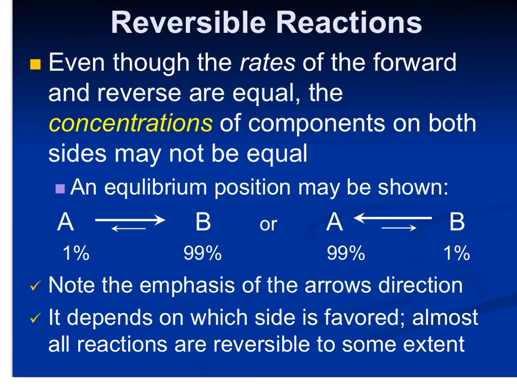So for reversible reactions, it says here that even though the rates of the forward and the reverse reactions are equal, the concentrations of the components on both sides may not be equal. This is what I was just mentioning. So we could have an equilibrium of 1% and 99%, or 99% and 1%. Note the emphasis of the arrows of the direction. It depends on which side is favored. Almost all reactions are reversible to some extent.